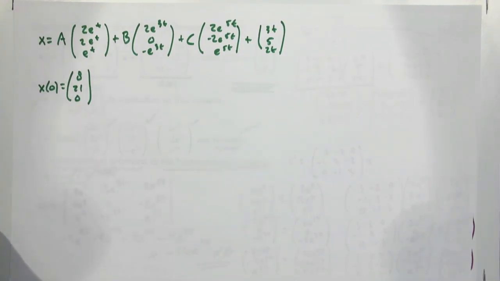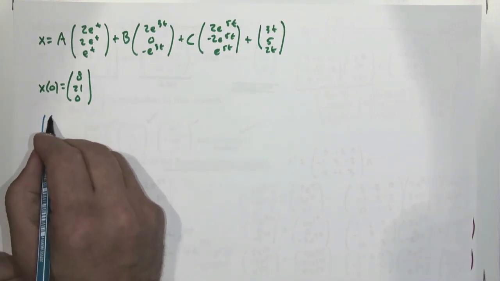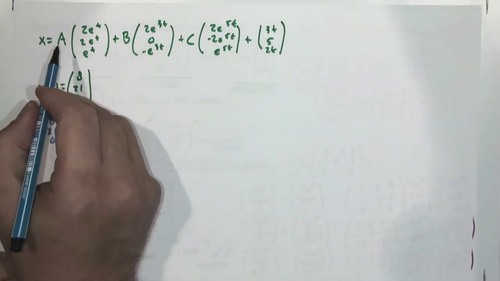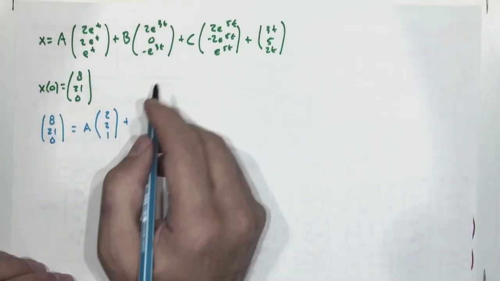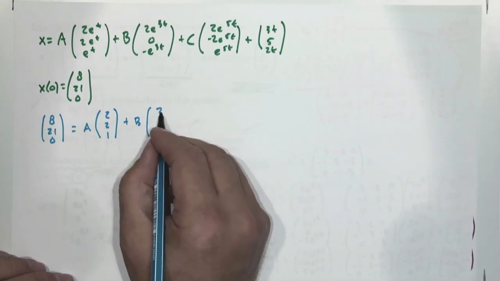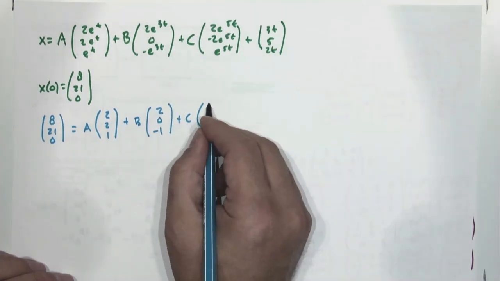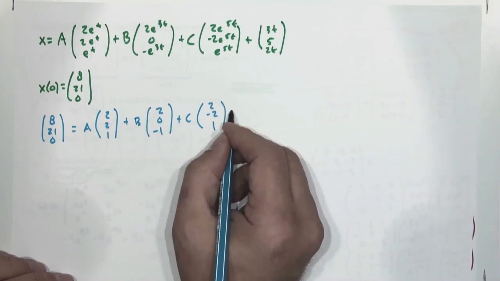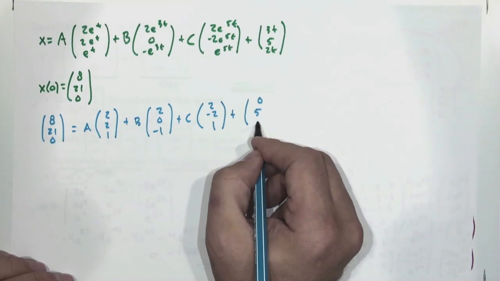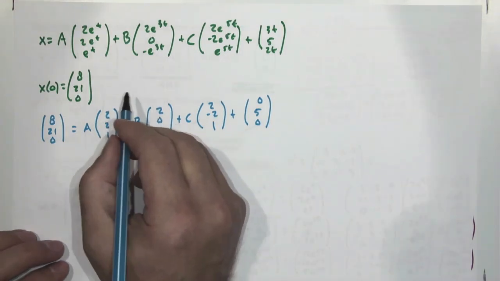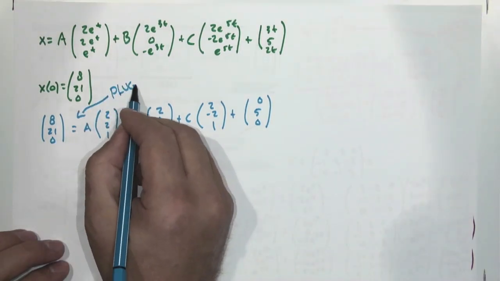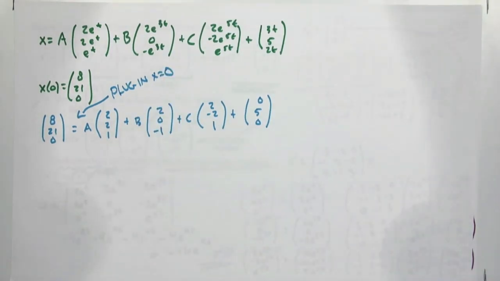So we proceed. We have (8, 21, 0) equals a times (2, 2, 1). Nice thing is e to any power is just 1. Then b times (2, 0, -1), plus c times (2, -2, 1), plus (0, 5, 0). So we plugged in 0. All right. Now, at this point, what do we need to do?